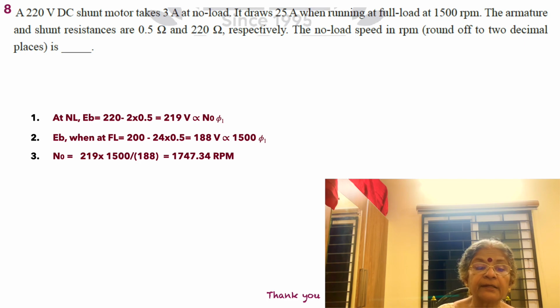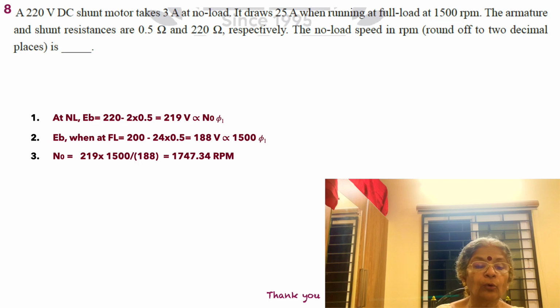The armature and shunt resistance are 0.5 and 220 respectively. The armature resistance is going to give us the drops, and 220 is going to give us the shunt current. So 220 volt divided by 220, where 220 was already mentioned as the supply voltage, gives us 1 amp as the field current. Now, the no load speed in rpm.